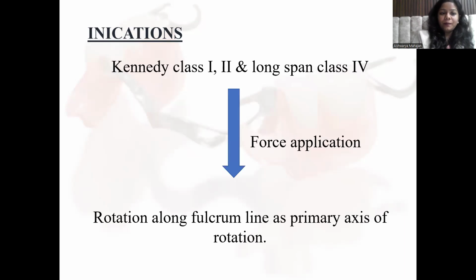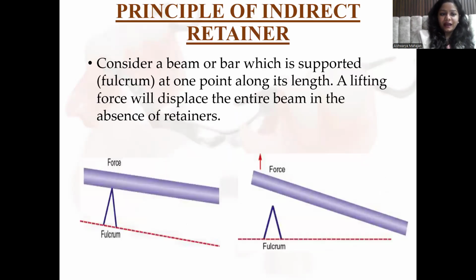And when force is applied in such cases, rotation along the fulcrum line as the primary axis of rotation occurs. This can be explained by the principle of indirect retainers. So consider a beam or bar which is supported by a fulcrum at one point along its length. Now start lifting, or imparting forces that lift the entire beam.